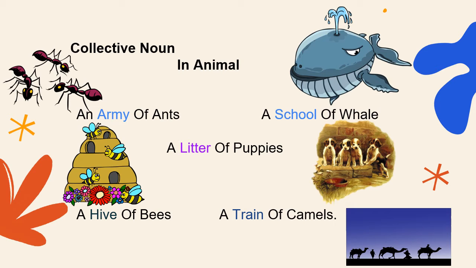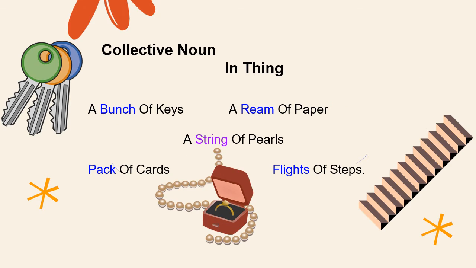Collective nouns for animals: an army of ants, a school of whales, a litter of puppies, a hive of bees, a train of camels. Collective nouns for things: a bunch of keys, a ream of papers, a string of pearls, a pack of cards, a flight of steps.